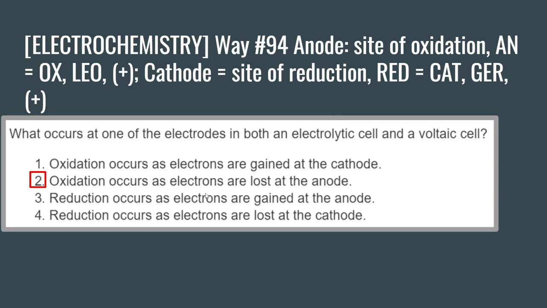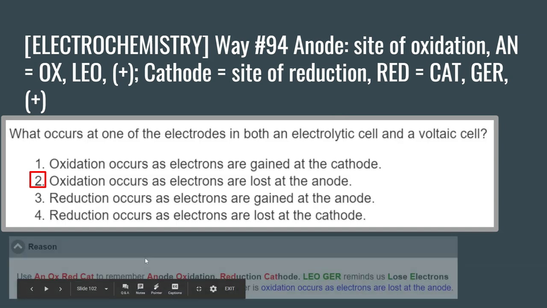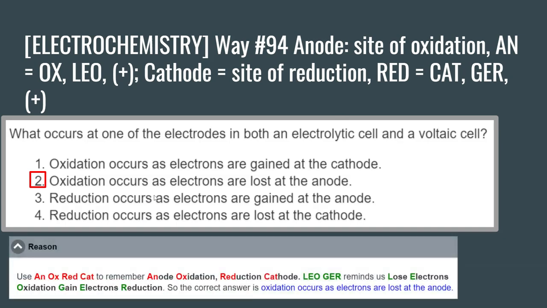Oxidation always occurs at the anode, UNOX, and oxidation means you're losing electrons. So answer choice 2 is correct. In general, you're going to use that acronym. UNOX, red cat, means anode oxidation, reduction cathode. And LEO-GER reminds you to lose electrons oxidation, gain electrons reduction. So, of course, the answer has to be choice 2.